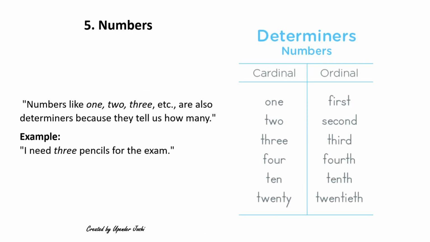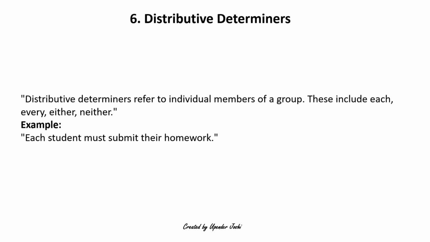Fifth type of determiners is numbers. Numbers like 1, 2, 3, etc. are also determiners because they tell us how many. Examples. I need 3 pencils for the exam. Sixth type is distributives. Distributive determiners refer to individual members of a group. These include each, every, either, neither. Examples. Each student must submit their homework.